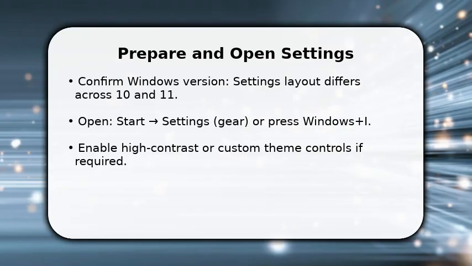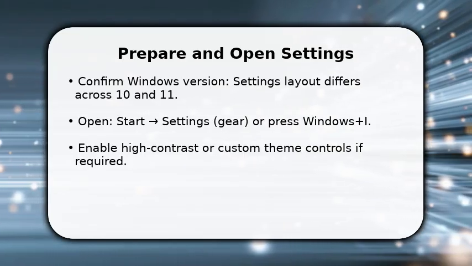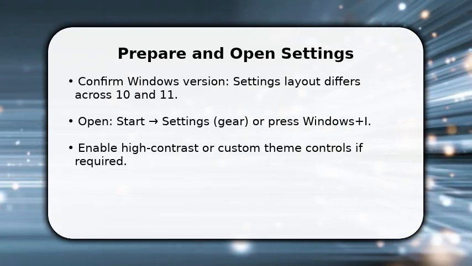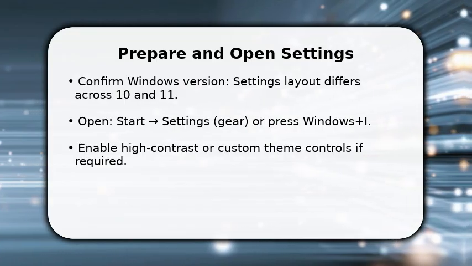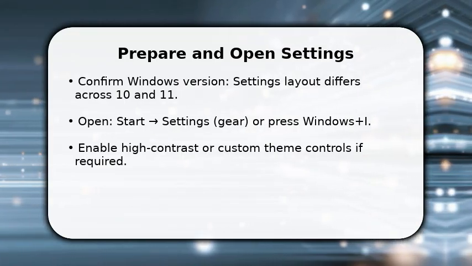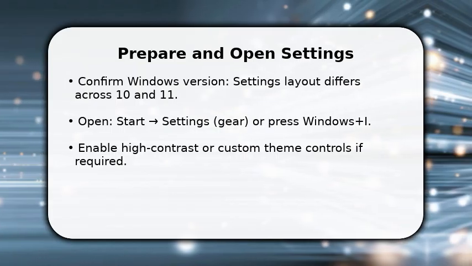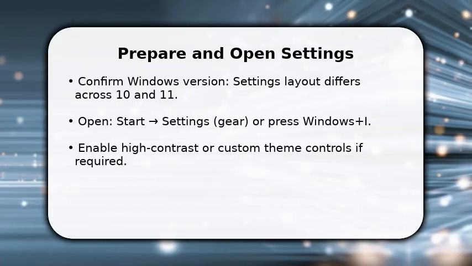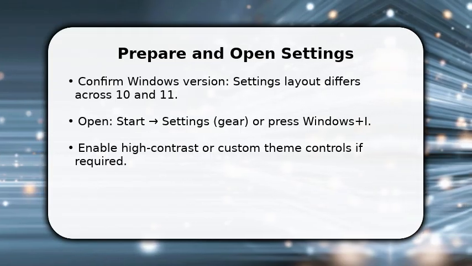You start by confirming your Windows version because the steps differ. Once done, open Settings with Windows plus I or Start, right arrow, Settings. You need access to Personalization and Ease of Access controls, so make sure your account has admin rights if prompted.